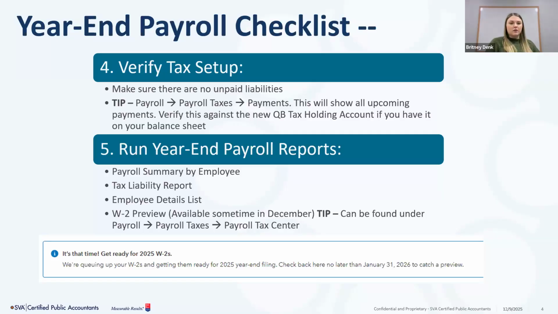So just make sure those tie, because you don't want to get into January, file your W-2s, and then realize there was a mistake at some point somewhere through the year, especially if this is a year that you've converted. Maybe you were on desktop, now you're on the online version.